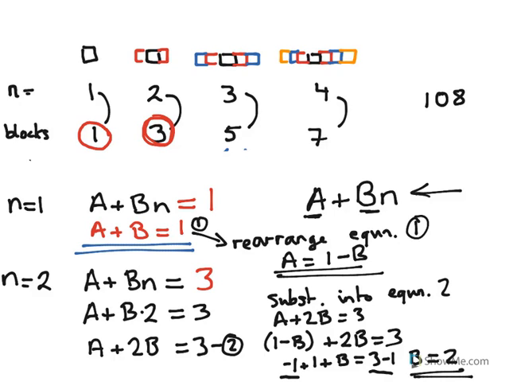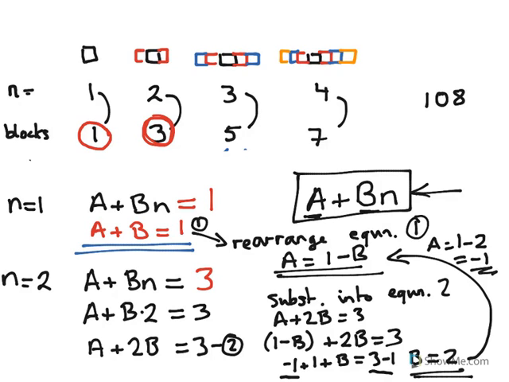What is a going to be when b is 2? We get that by substituting back into this equation. We now know that b equals 2, so a equals 1 minus b, which is 1 minus 2, giving us minus 1. So now we know our form of equation. a plus bn is actually minus 1 plus b times n, and b is 2, so it's 2n. So our equation is 2n minus 1.